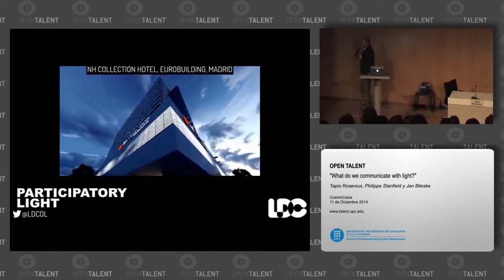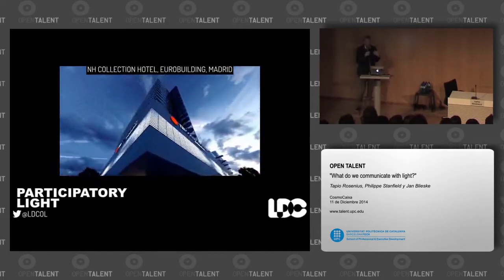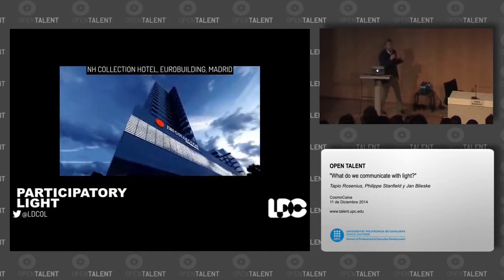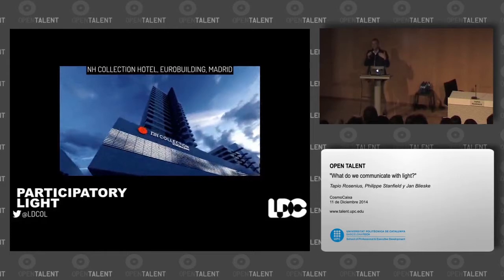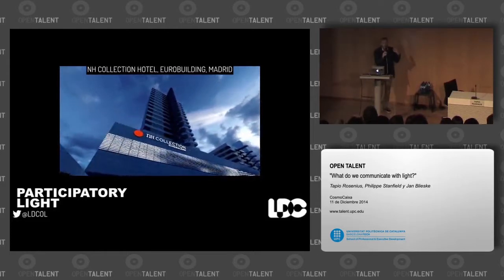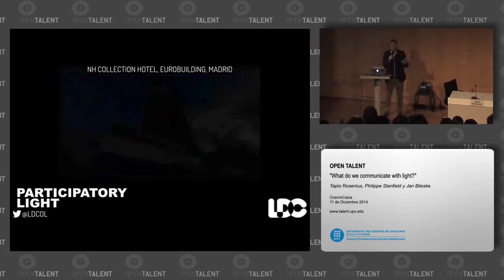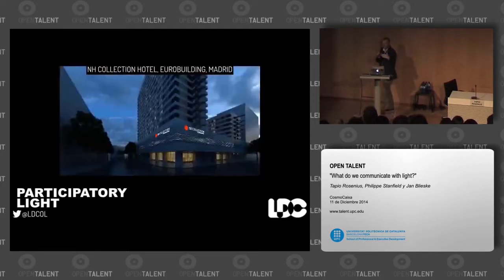The other aspect of communication is this idea of participatory light. This is very trendy now. We're becoming more acutely aware of our urban surroundings, the urban context. In a way, this is almost like becoming a bit more socialist, or social at least. I come from Finland, where everything is socialist. It's not necessarily a swear word in that part of the world.